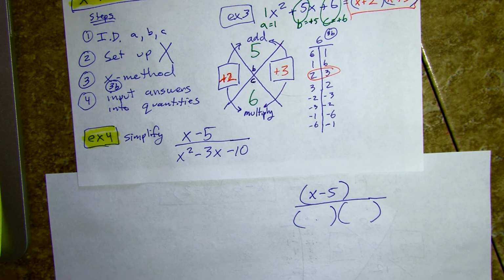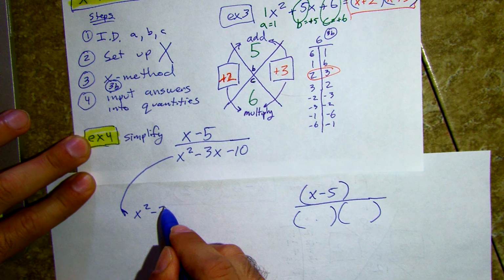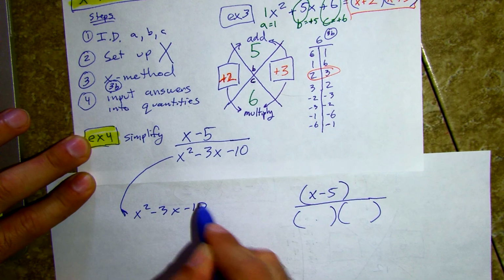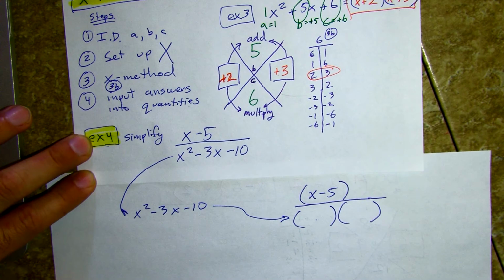Do you guys want more leeway on this? Do you guys want me to give you like a few minutes to try to do it? Yeah, I'll do that. Okay. So go for it all the way, start to finish. What are we doing again? We're factoring the trinomial into two quantities, two binomials, so that we can hopefully cancel that x minus 5.